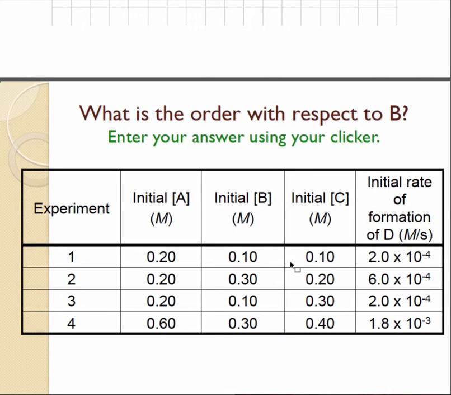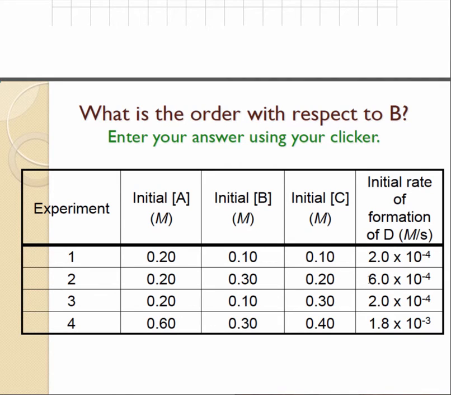So if this triples and this triples, I say it's first order in B. Let's look at experiments 2 and 4. You can do it this way. In experiments 2 and 4, I'm ignoring C because we thought it was zero order, but I hold B constant at 0.3 molar and 0.3 molar, but the A is changed from 0.2 to 0.6. 0.2 to 0.6 is a tripling.